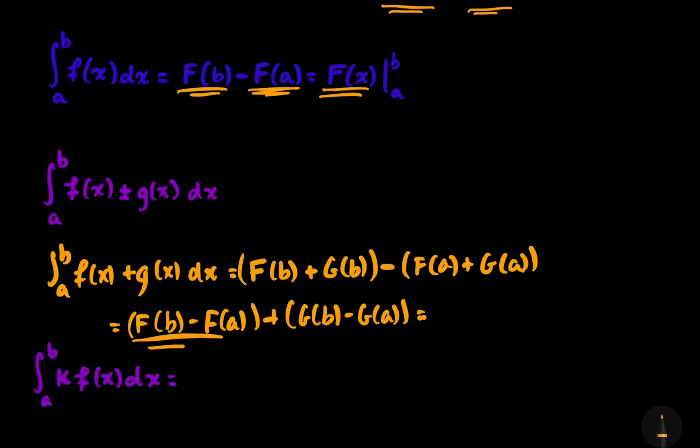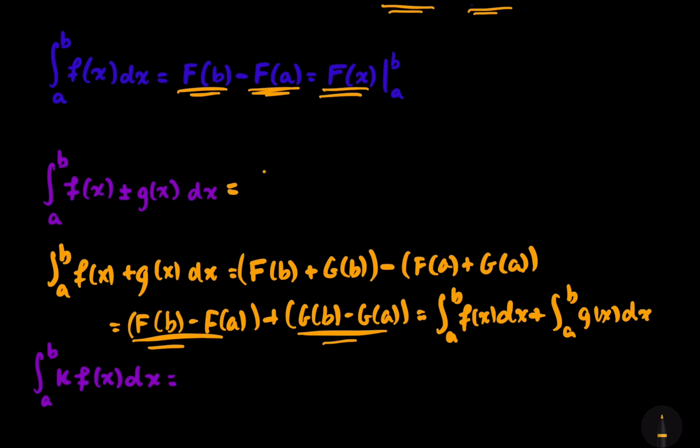This is just the integral from a to b of f of x dx, and this is the integral from a to b of g of x dx. And so this just ends up being the integral from a to b of f of x dx plus the integral from a to b of g of x dx. And so ultimately, we can say that this integral right over here is equal to the integral from a to b of f of x dx plus or minus the integral from a to b of g of x dx.